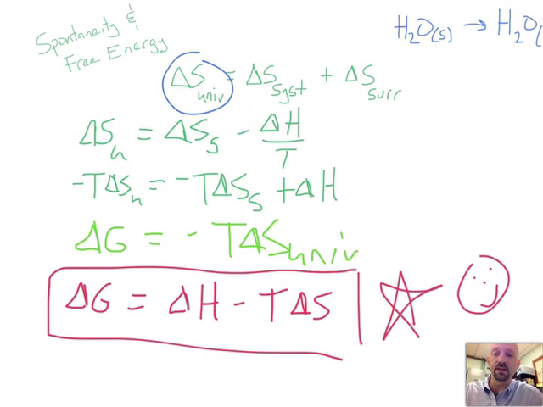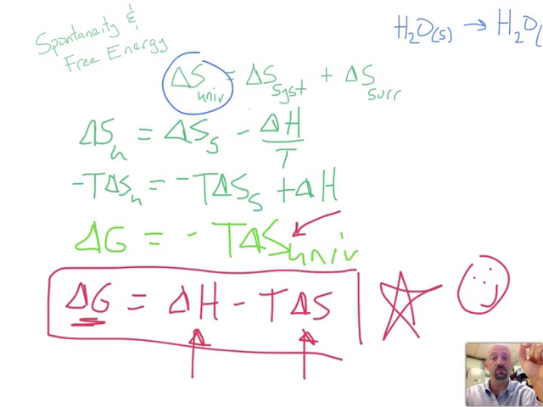Take a look at what we've done here. I can evaluate the free energy change of a process if I know the enthalpy change for that process, the delta H, and we've got a whole bunch of different ways of calculating delta H. And if I know the entropy change of the system at a specific temperature. And delta G is a function of the entropy change of the universe.